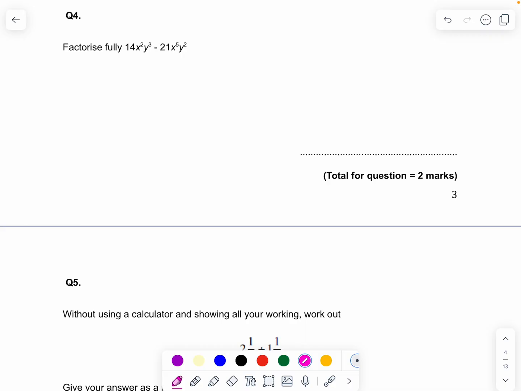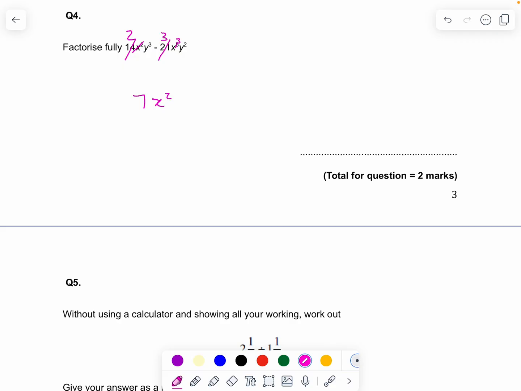Okay, question 4, we need to factorize. Again, lots of different ways we could have done this, but I would look for the biggest number that goes into 14 and 21, which is 7. So 7 is going outside the brackets. How many 7s go into 14? 2. How many 7s go into 21? 3. Then I can see the biggest power of x I can take out is x squared. So I'm going to take out an x squared, and instead of to the power of 5, I take away 2, that becomes to the power of 3.